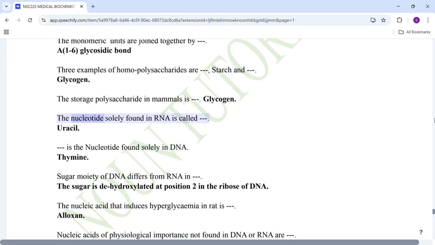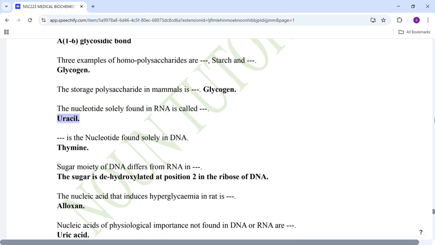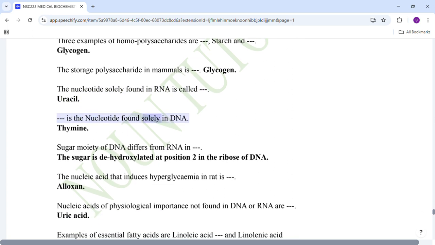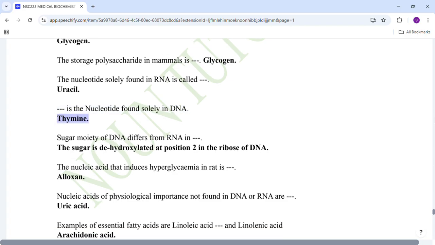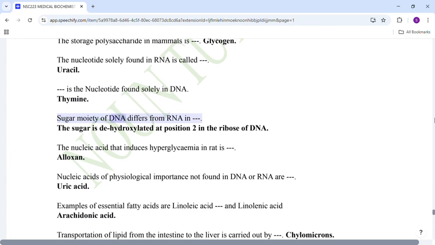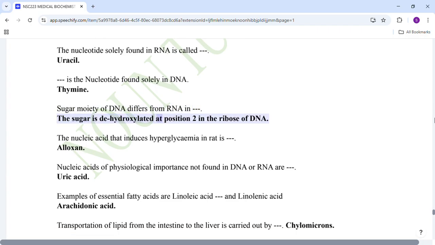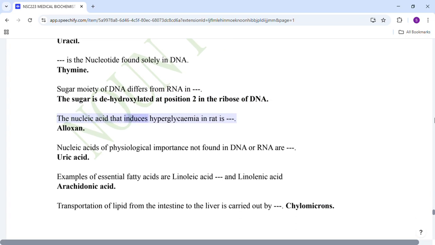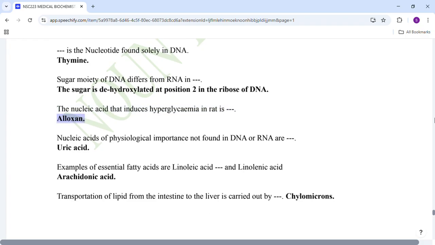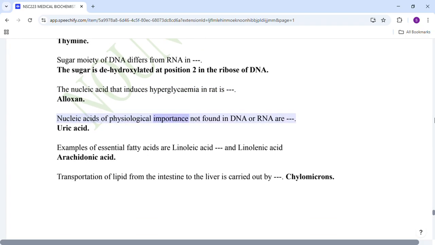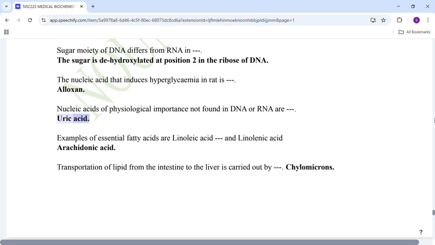The nucleotide base solely found in RNA is called uracil. Thymine is the nucleotide base found solely in DNA. The sugar moiety of DNA differs from RNA in that the sugar is dehydroxylated at position 2 in the ribose of DNA. The compound that induces diabetes, or hyperglycemia, in rats is alloxan. Purine products of physiological importance not found in DNA or RNA are uric acid.